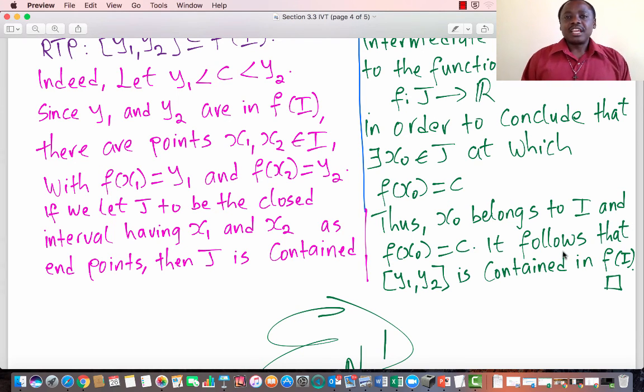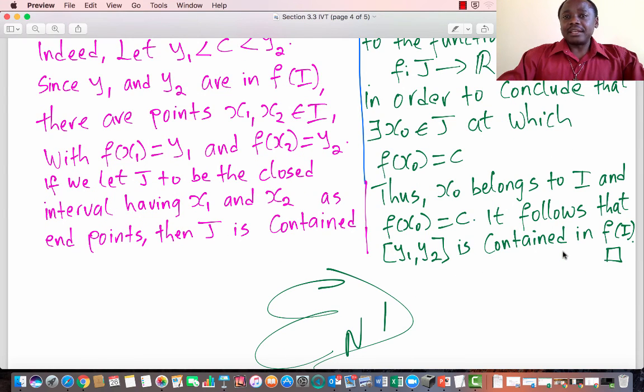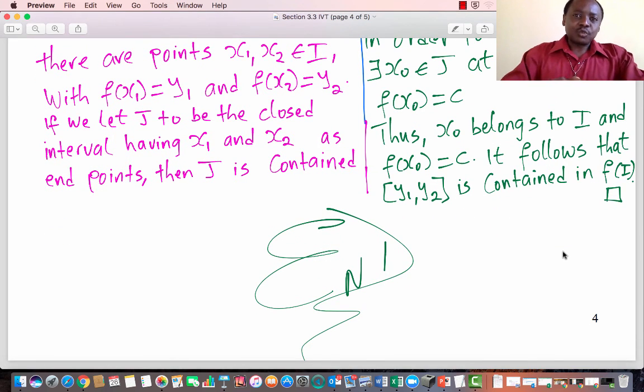In other words, if you pick any two elements in f of I, with one element being less than the other, then the closed bounded interval between those two elements is a subset of f of I, and that brings us to the end of the proof of theorem 3.3.3, and it also brings us to the end of section 3.3, the intermediate value theorem. And I'll see you next with section 3.4, where we start looking at the mean value theorem and other exciting properties of continuous functions on closed bounded intervals.